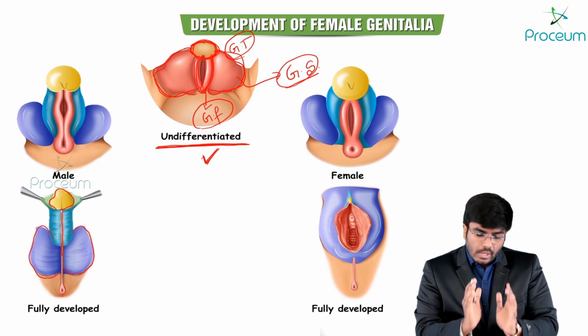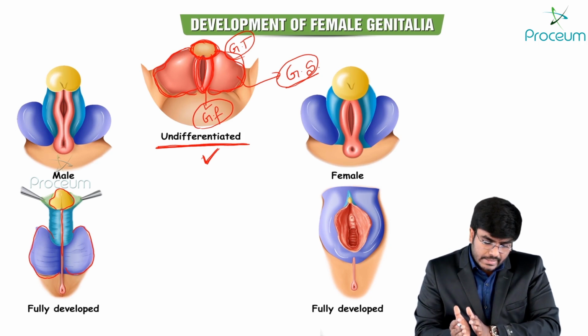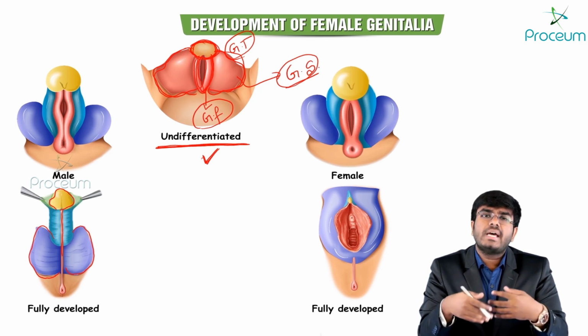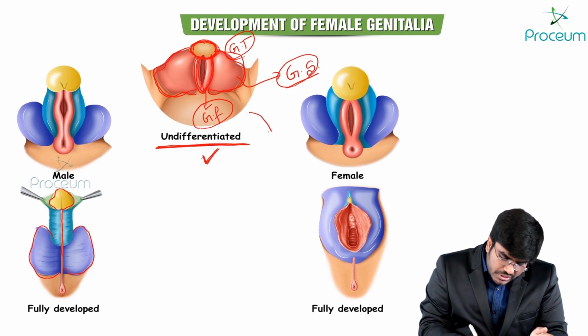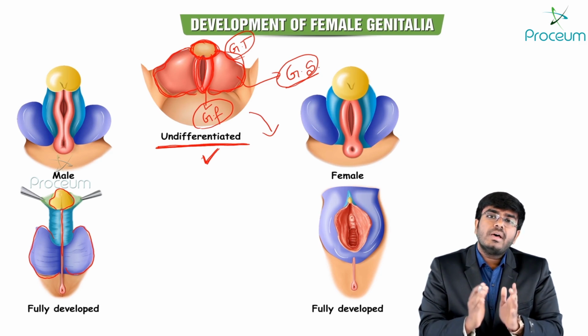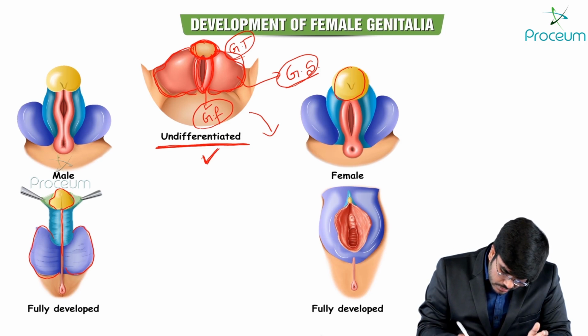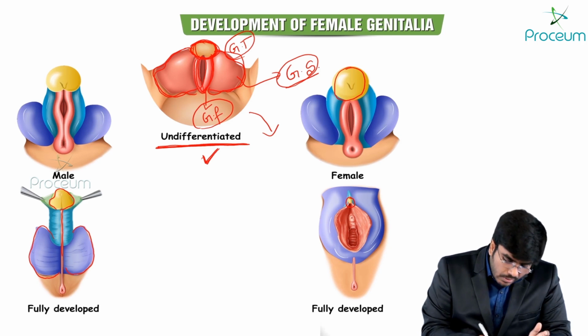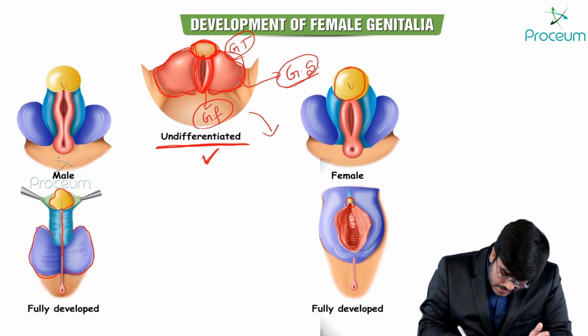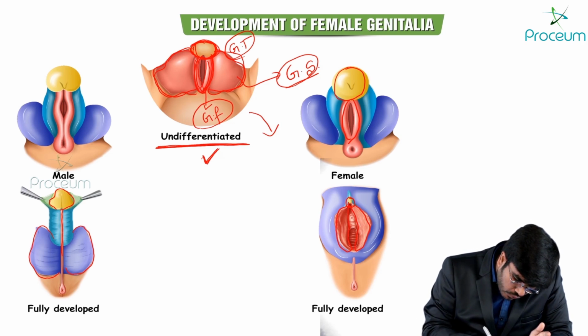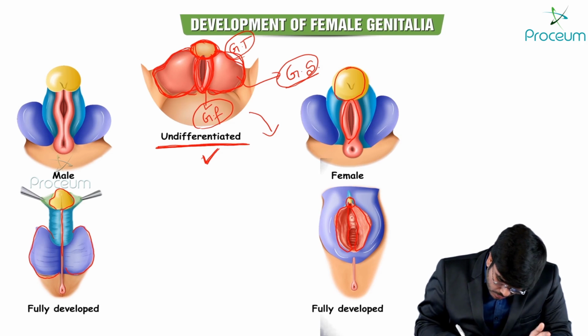Now, please concentrate on the female side. Females do not have the testis, there is no testosterone and there is no dihydrotestosterone. So, the same structures are going to form the vulva in the female. This genital tubercle is going to form the clitoris. The medial genital folds are going to form the labia minora. And the lateral genital swellings are going to form the labia majora.